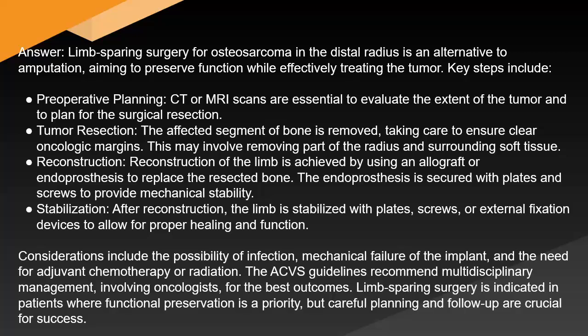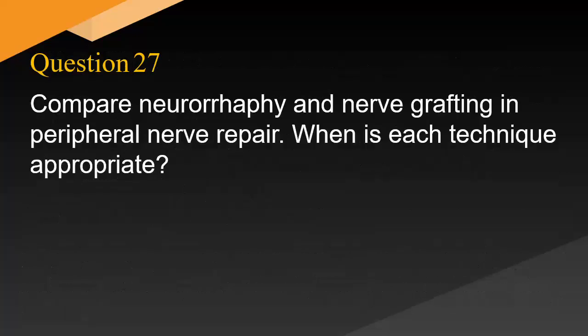The ACVS guidelines recommend multidisciplinary management involving oncologists for the best outcomes. Limb-sparing surgery is indicated in patients where functional preservation is a priority, but careful planning and follow-up are crucial for success. Compare neurorrhaphy and nerve grafting in peripheral nerve repair. When is each technique appropriate?